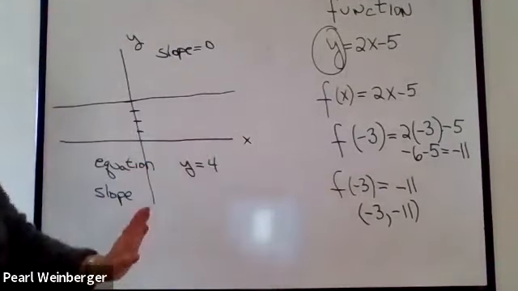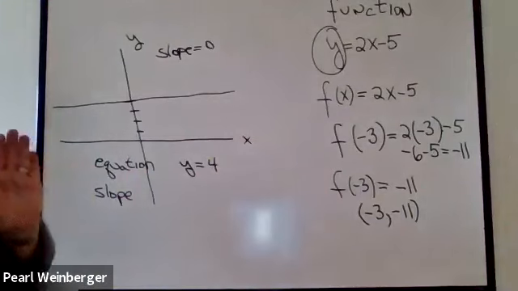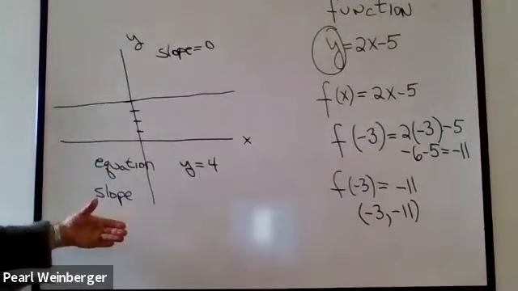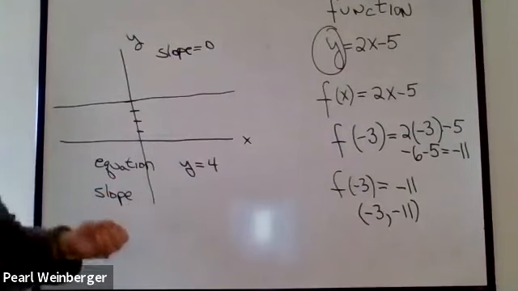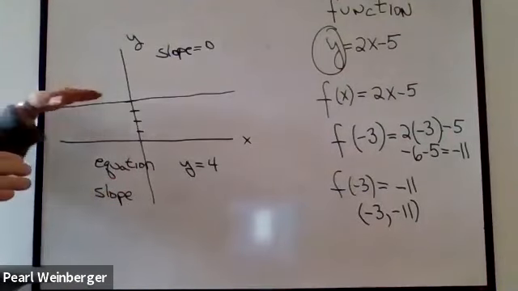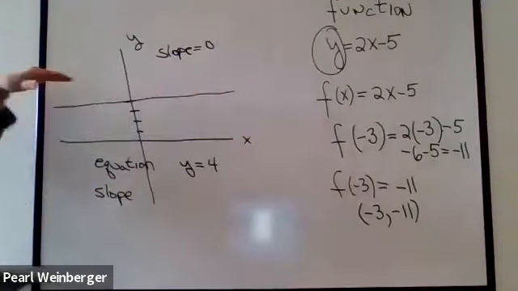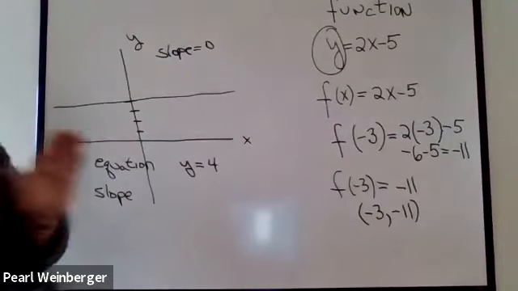So notice there were two questions here. One question was, what was the slope of the line? And the second question was, what was the equation of the line? And a horizontal line has an equation y equals a number, it doesn't have any x's.